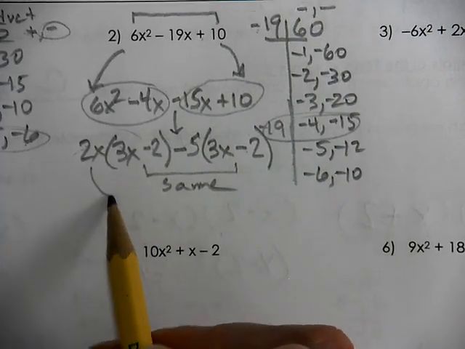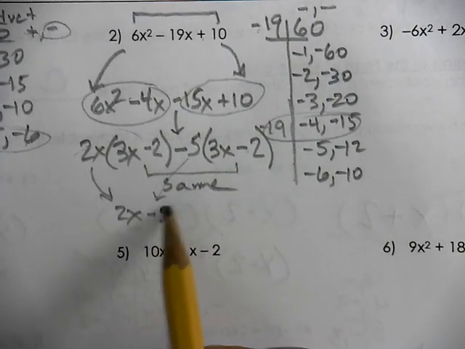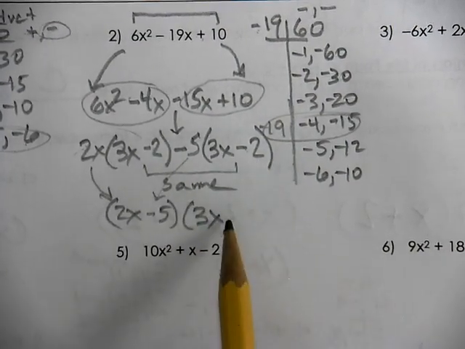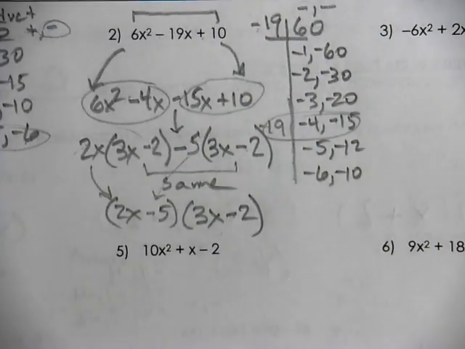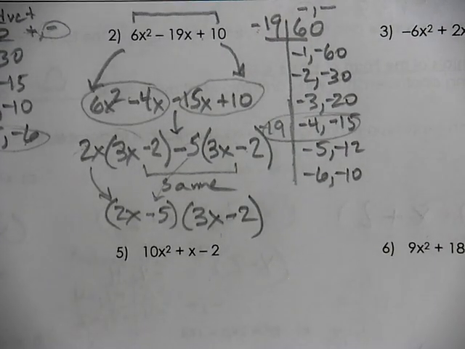So we're all done. 2x minus 5 and 3x minus 2. Factored it apart. Now you can check your answer. Checking your answer is always a great idea.